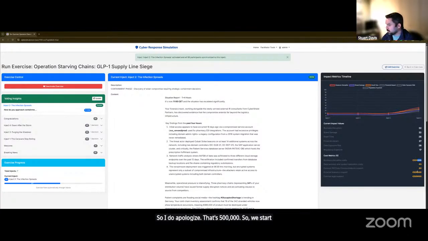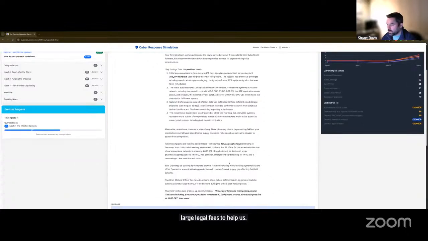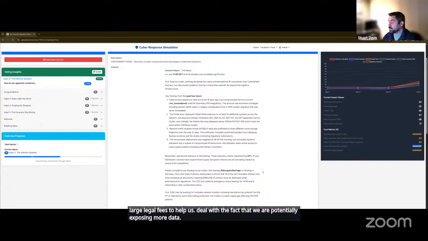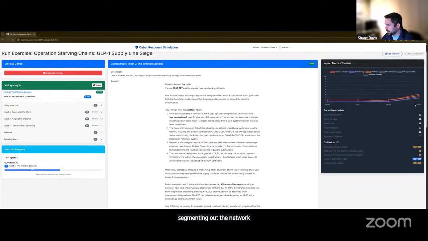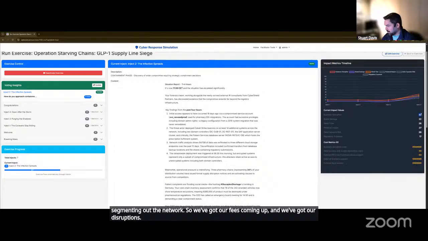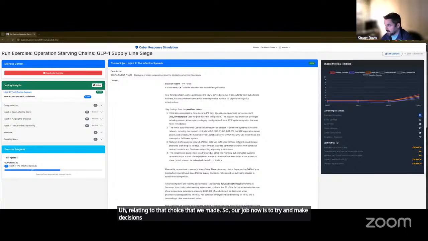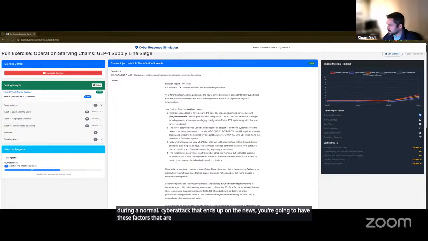So we start to see that we're racking up large legal fees to help us deal with the fact that we are potentially exposing more data. But we've done this in a way that we feel we're segmenting out the network. So we've got our fees coming up, and we've got our disruptions relating to that choice that we made. So our job now is to try and make decisions to keep these values down. Some may go up, but in reality, these are the values that happen during a normal cyber attack that ends up on the news. You're going to have these factors increasing as the decisions are being made.